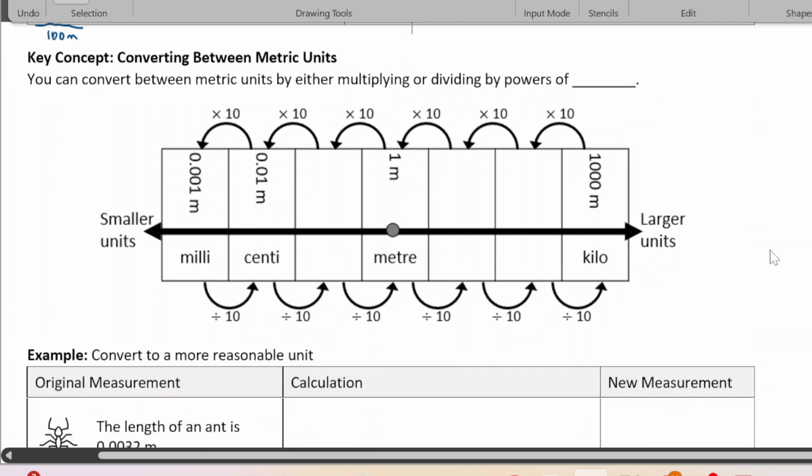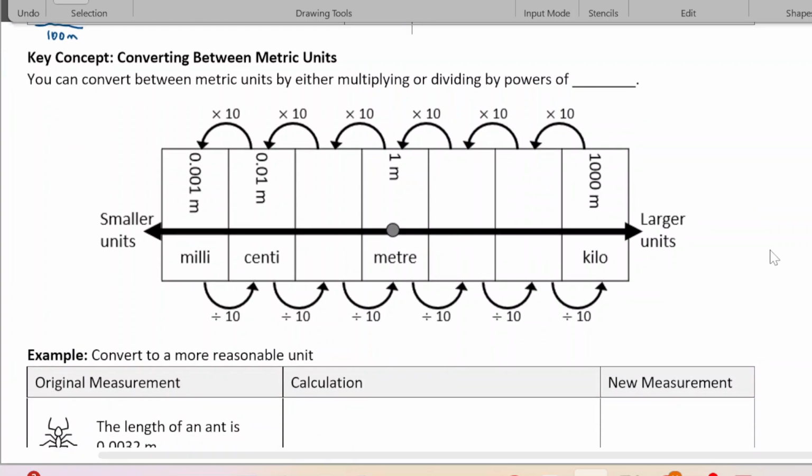Okay, converting between units. We often need to do this, and it's really easy, like I said earlier, because metric units are in base 10, we can just convert by either multiplying or dividing by 10. So this little chart here shows the common lengths that we use: millimeter, centimeter, meter, and kilometer. And if you want to convert to smaller units, there are more of them, so we multiply by 10.